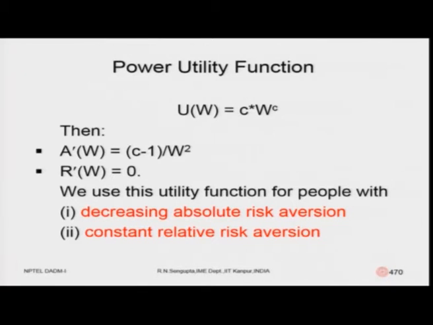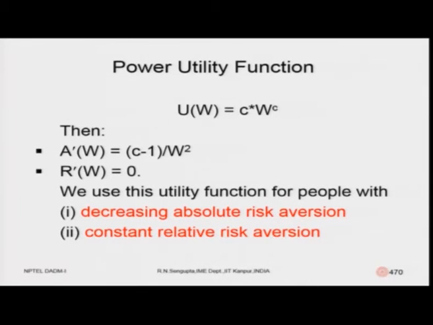Finally, we come to the power utility function. Power utility function is given by a constant value c multiplied by w to the power c, and then depending on how we are able to find out u prime and u double prime, which can be calculated very easily, we can then in the next step calculate a and r, and then given a and r we can find out a prime and r prime, which comes out to be as given.